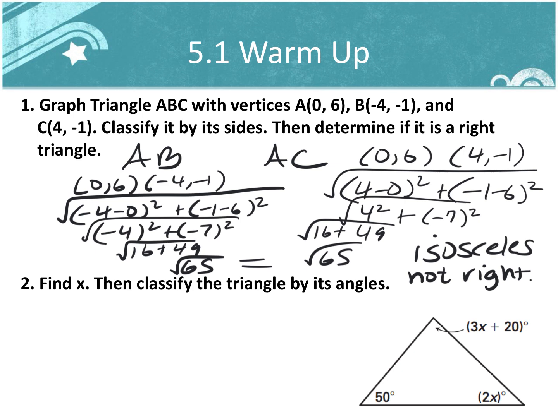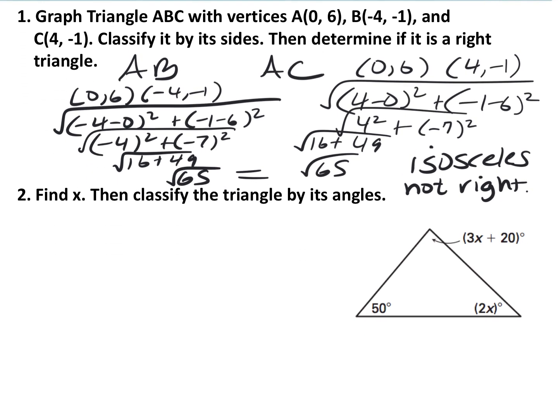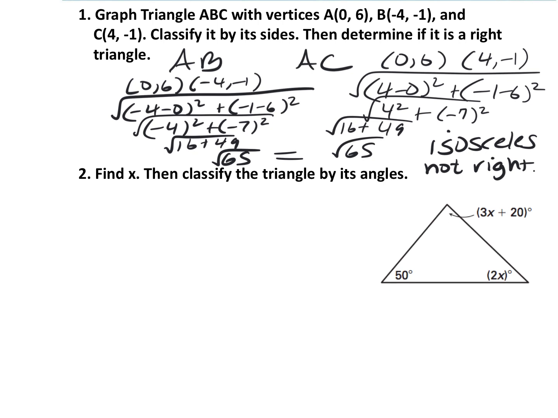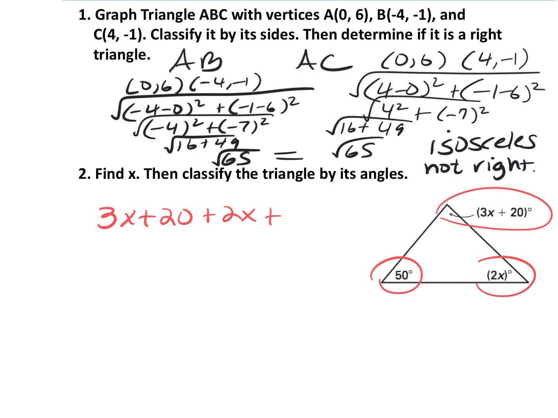Now, be able to do a question like number 2 and find the value of x or even a missing angle. So for number 2, I'm going to use my triangle sum, and I'm going to add up these 3 angles and set them equal to 180. So I have 3x plus 20 plus the 2x plus the 50, and I set it equal to 180. I'm going to combine my like terms. So 2x plus 3x is 5x, and then 20 plus 50 is 70.